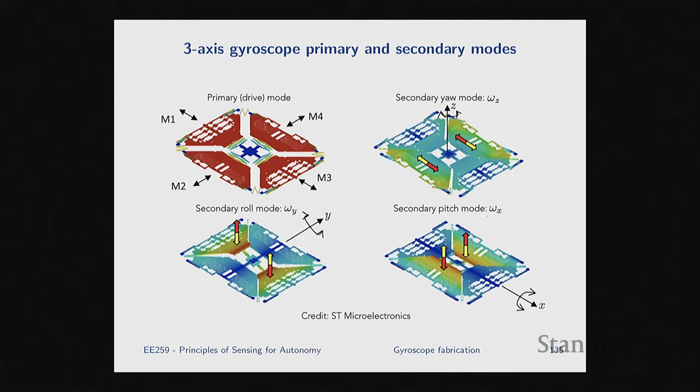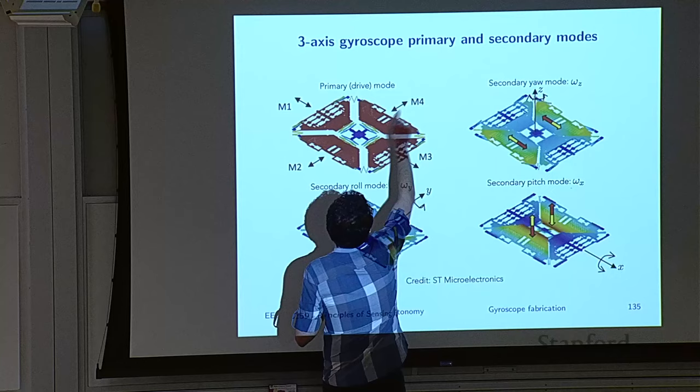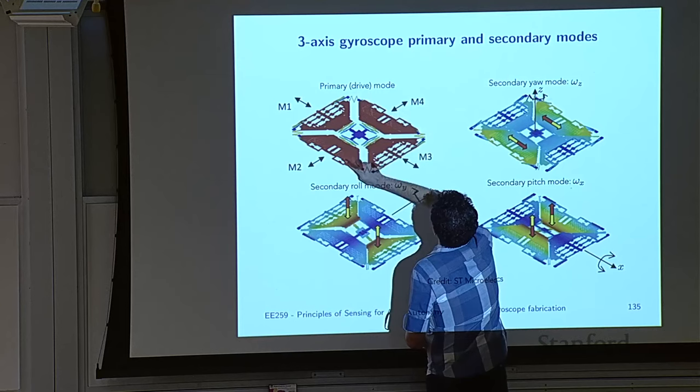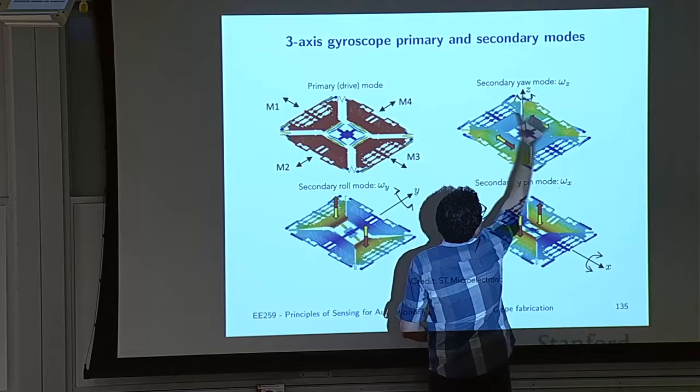I'll do one of them with you, and then I'll let you do the other two by yourself. If you apply a yaw, a yaw is a rotation about the z-axis, so perpendicular to the plane of the masses. That's your omega axis. How does that affect, let's say, M4 and M2? M4 and M2 are moving in this direction, and Z is the axis of your omega. So you do omega cross the linear velocity of these two masses, and then my thumb is pointing in the direction of the Coriolis acceleration.